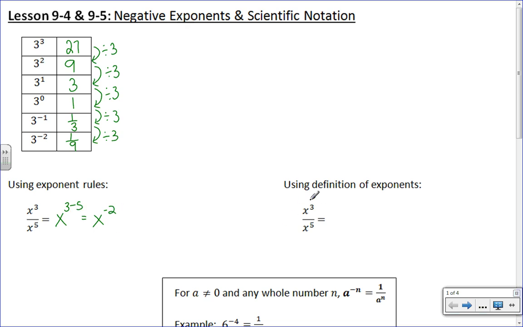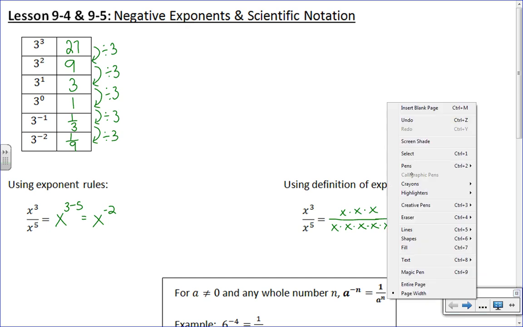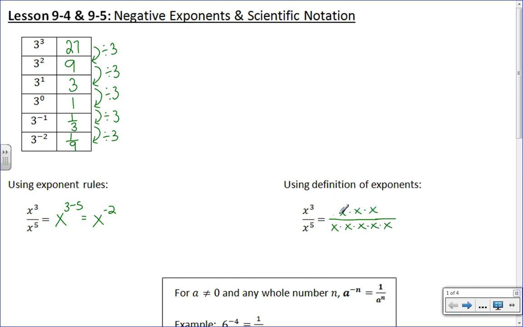If we simplify the same expression using the definition of exponents, we know what x to the third is. That's x times x times x. And we know what x to the fifth is. x times x times x times x times x. And we can cancel any common factors of x in the numerator and denominator. So there's 1, there's 2, there's 3, and all we're left with on the bottom is x squared. And since these have all canceled out, think of there as being a 1 times each of these, so all we have left is a factor of 1. So we see how these two are the same thing, x to the negative 2 and 1 over x squared.